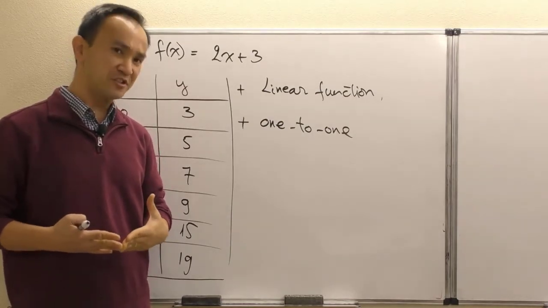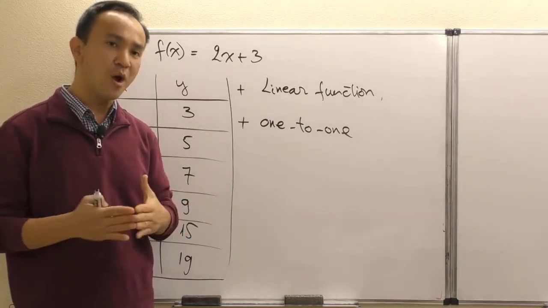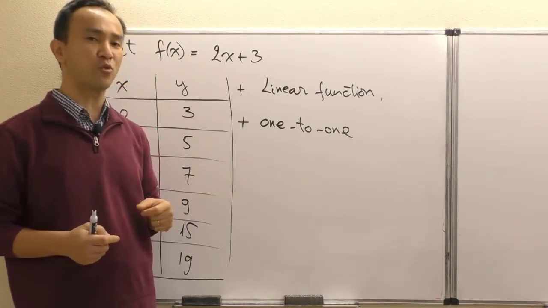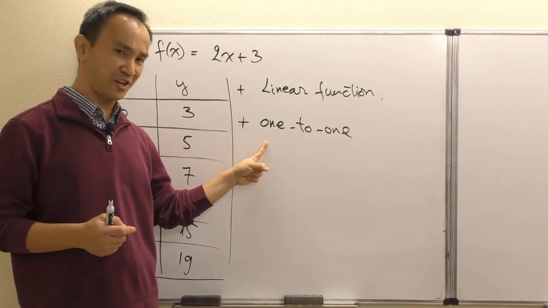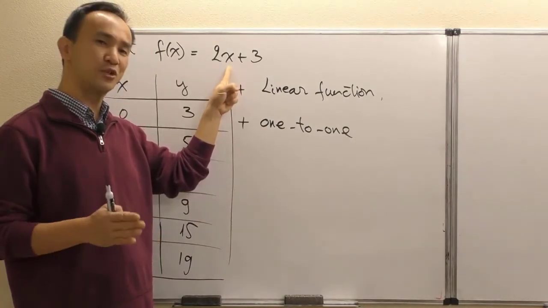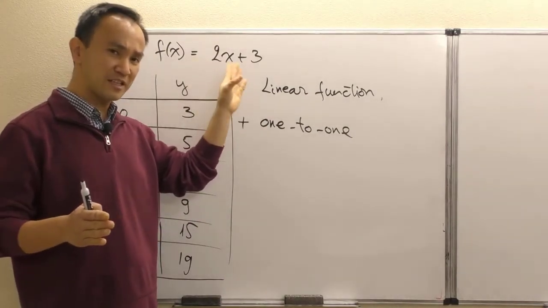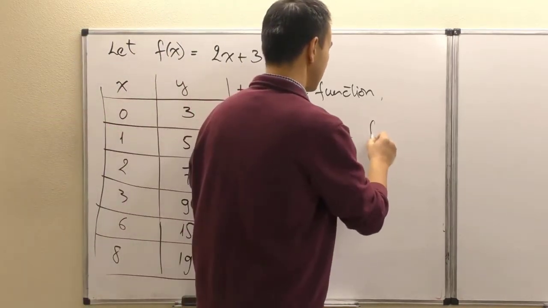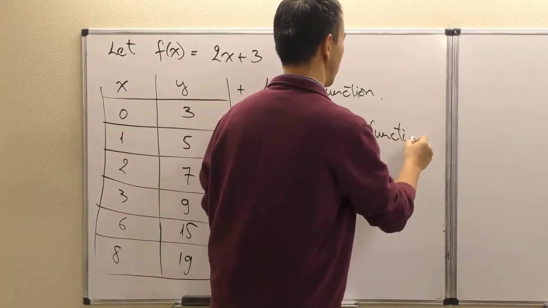In that lecture, I have brought up different methods for how you can check and verify if a function is one-to-one. So now I'm telling you right now about this function, f of x equals 2x plus 3. It's a one-to-one function.